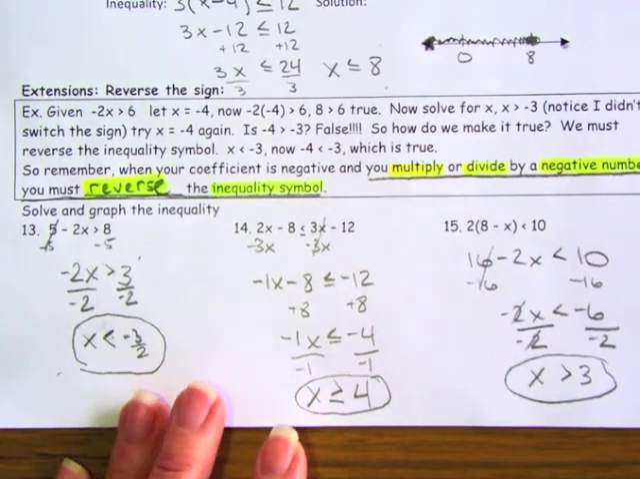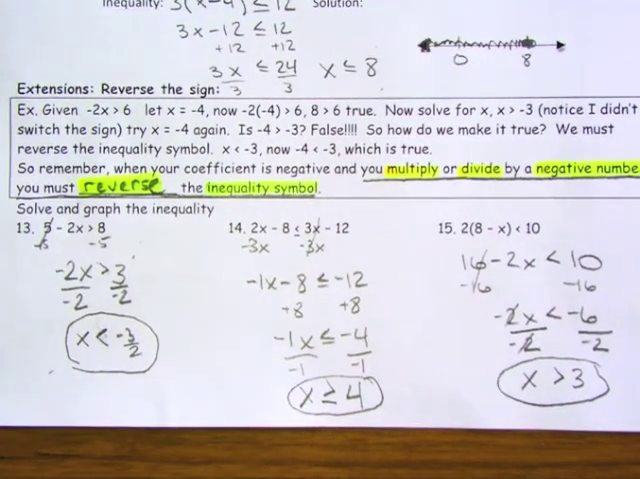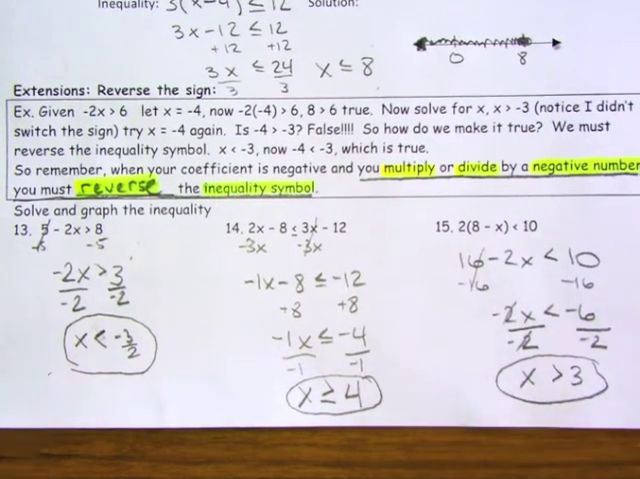Okay? That's the idea for the extension. The key concept is if you multiply or divide by a negative number, you must reverse your sign, which means you're reversing that inequality symbol, switching it from a greater than to a less than, or maybe a less than or equal to a greater than or equal to.